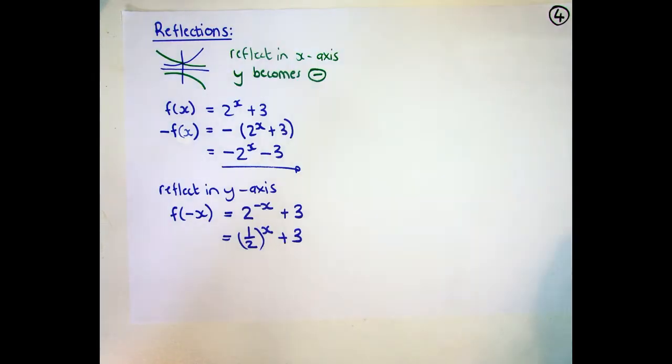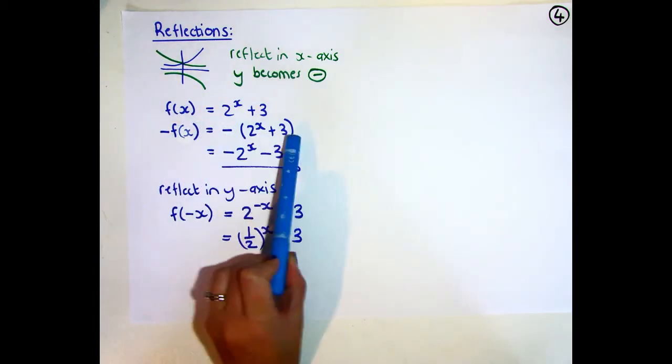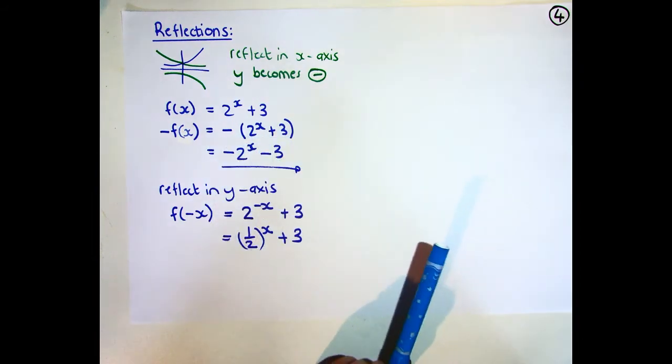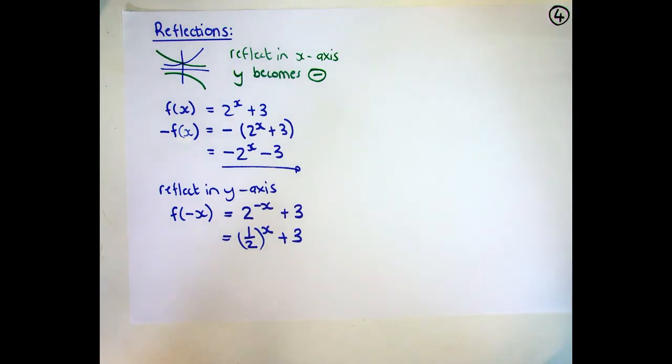For reflections, we are dealing with reflecting in the x-axis where y becomes negative, so you make the whole graph, this is the y, negative, and you multiply the negative into the entire equation. That is the equation of the new graph.